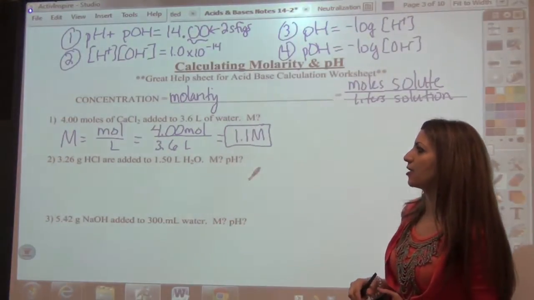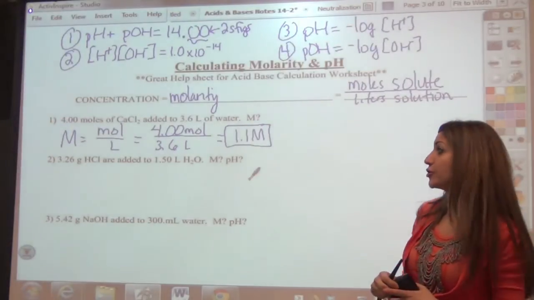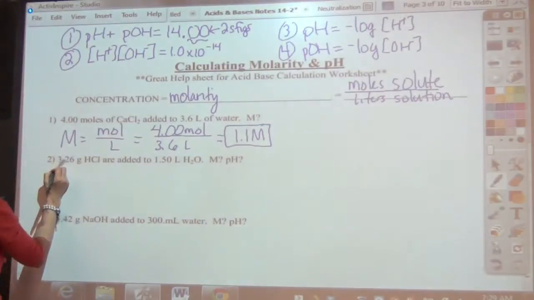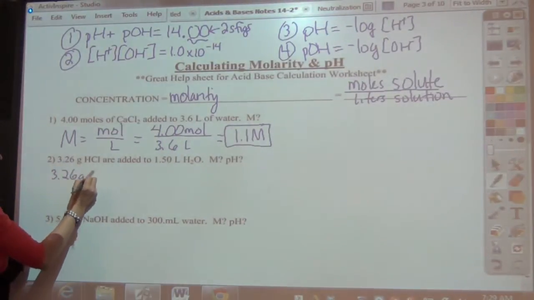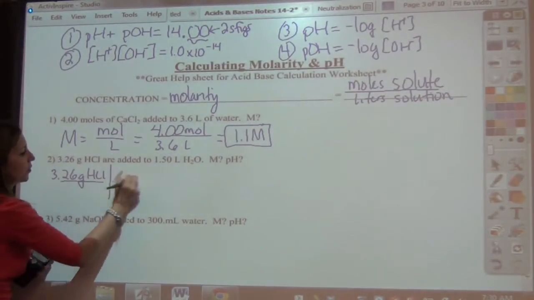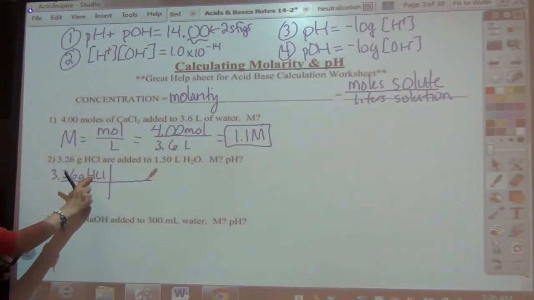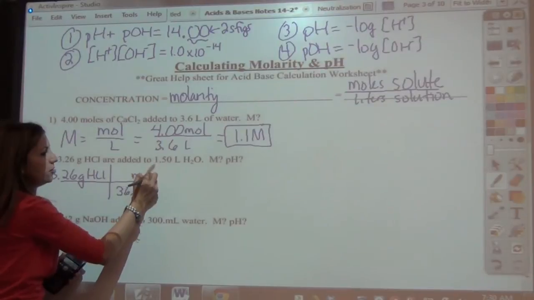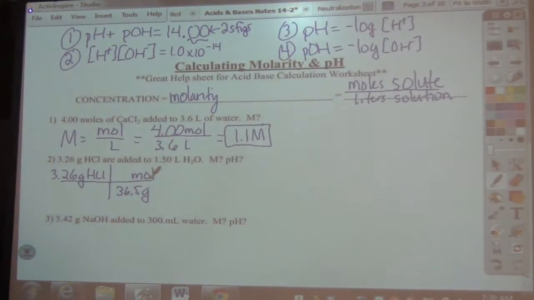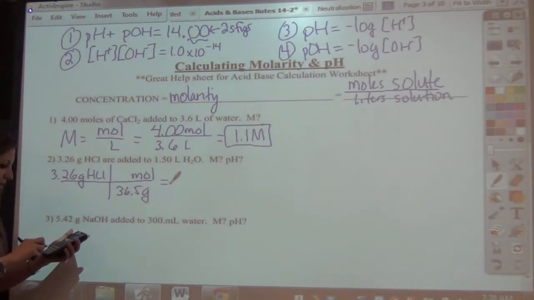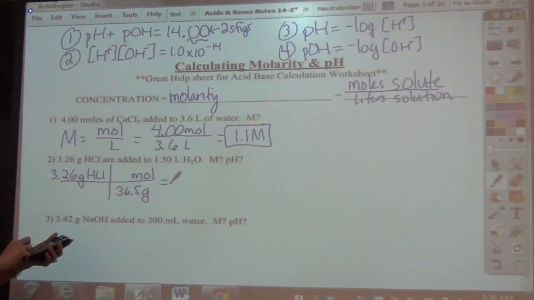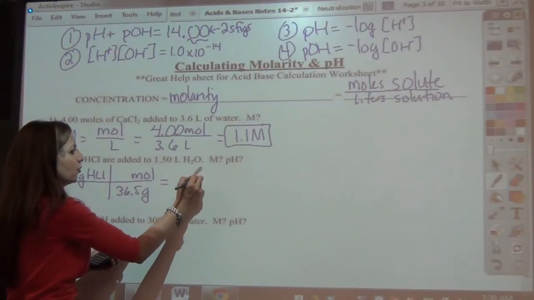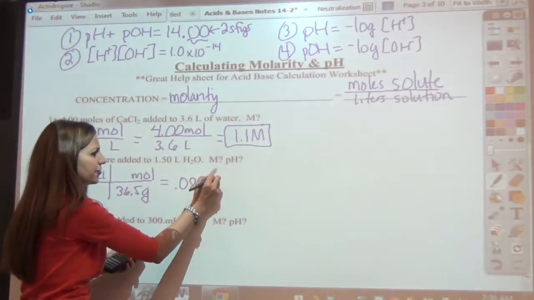Watch what happens next. 3.26 grams of HCl are added to 1.5 liter of water. So now what do we do first? Grams to moles. So we're going to do 3.26 grams of this HCl. Throw in a bridge. 35.5 plus the 1 from the hydrogen gives us 36.5 grams per mole. So we L chart it. Okay? And so here we get 3.26 divided by the 36.5, and we want 3 sig figs again. I'm getting 0.0893, yes?